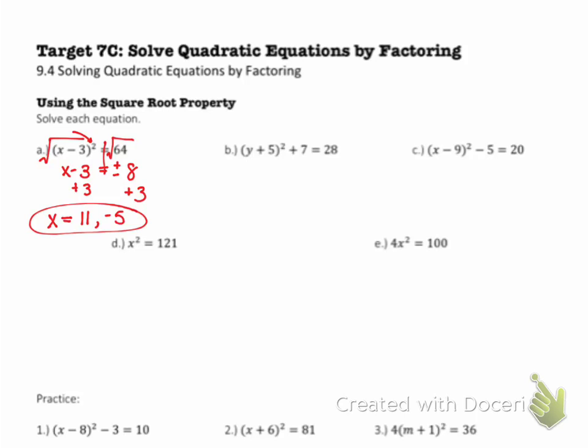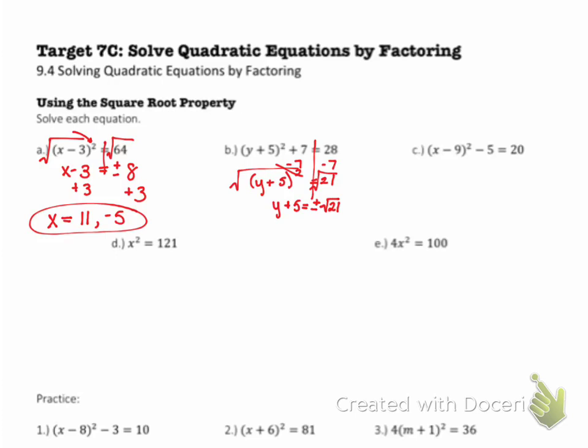Looking at B, same concept, but I don't want to start with the square root yet. I'll actually go ahead and start with subtracting 7 from both sides. So then I'm left with y plus 5 squared is equal to 21. Now I'm going to worry about square rooting to cancel out that square, square root 21. And so I'm left with y plus 5 is equal to the positive or negative value of the square root of 21.